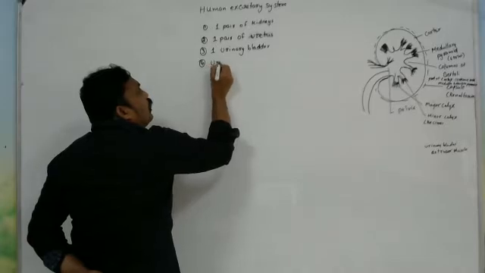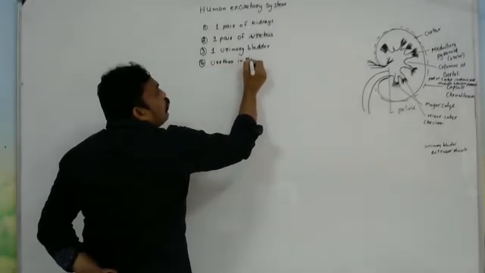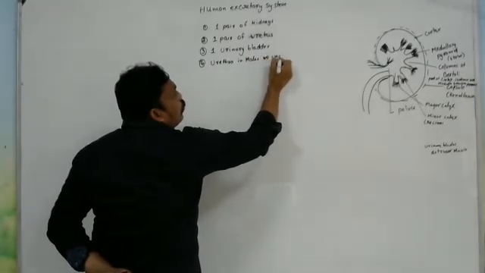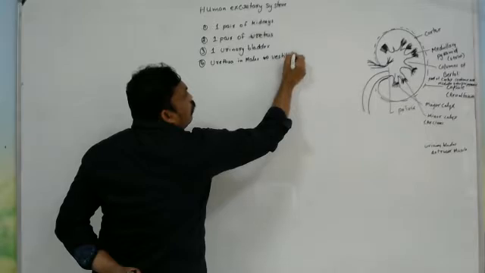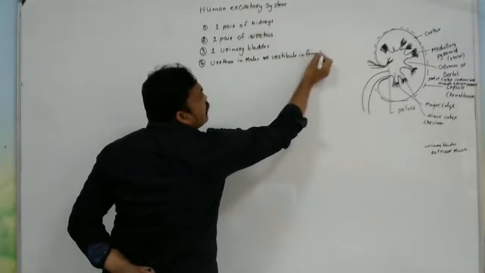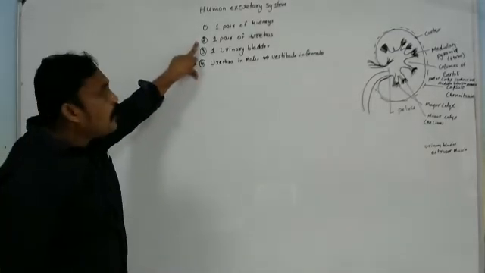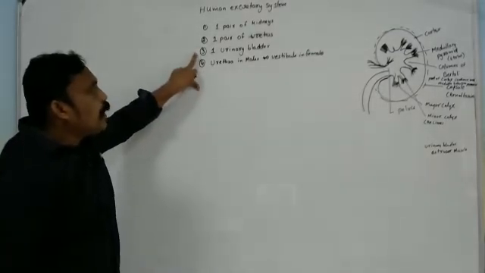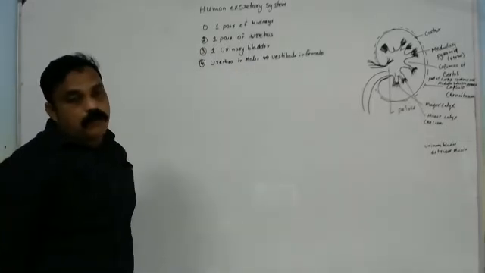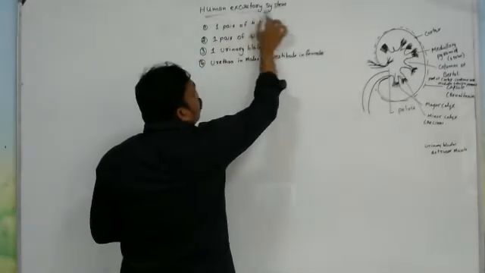Urethra in males, or vestibule in females. So the human excretory system is made up of one pair of kidneys, one pair of ureters, a urinary bladder, and the urethra in male and vestibule in female. That means the human excretory system is made up of these parts.